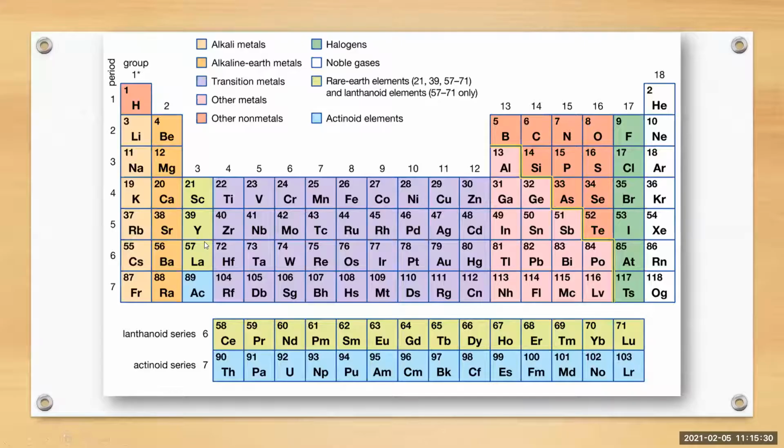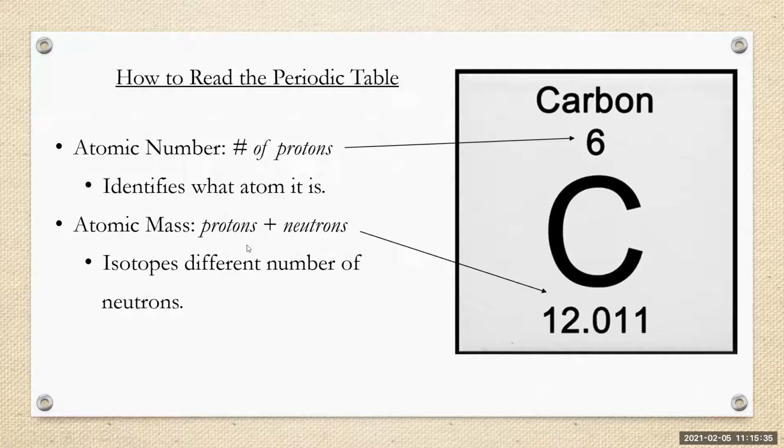And then atomic mass is actually the mass of the nucleus. So it's the number of protons and the number of neutrons. Now isotopes though are the same type of atom, however, they have a different number of neutrons. So you can have, say, an atomic mass of 13 or 11 or something like that.